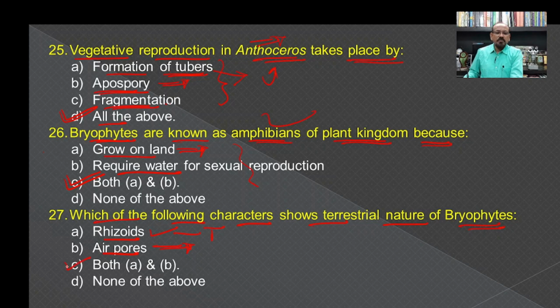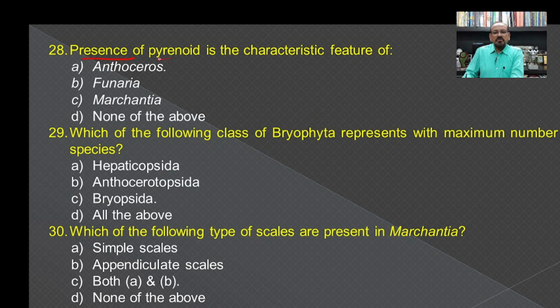It means that both A and B are the terrestrial characteristic features of the bryophyte. Then presence of pyrenoid is a characteristic feature of... Usually this is a characteristic feature of algae, but if we find the same type of structure, that is the proteinous body, in the Anthoceros cells also, which shows the relationship of the bryophytes with that of the algae, and hence answer becomes A.